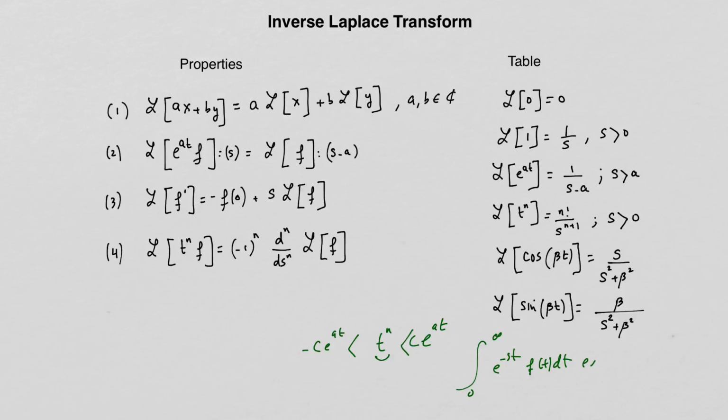It exists, okay? The same thing here for sine and cosine, okay? We know for a fact that sine and cosine are all between -1 and 1, right? So clearly 1 is less than Ce to the at and vice versa. Okay, so they're also of exponential order.